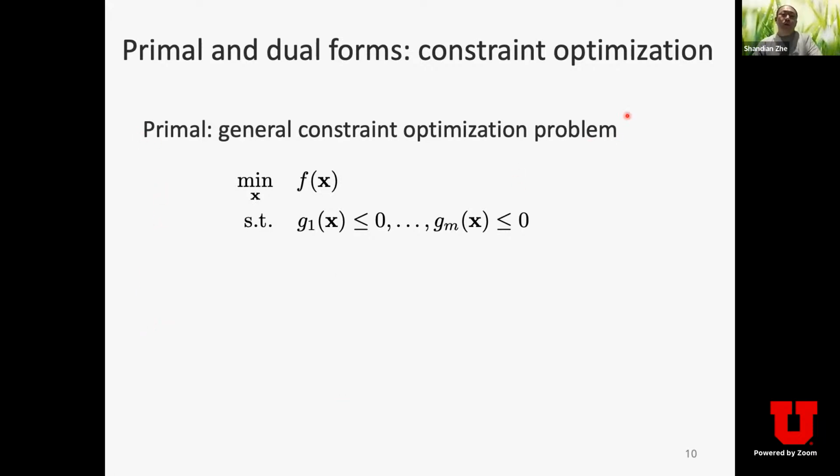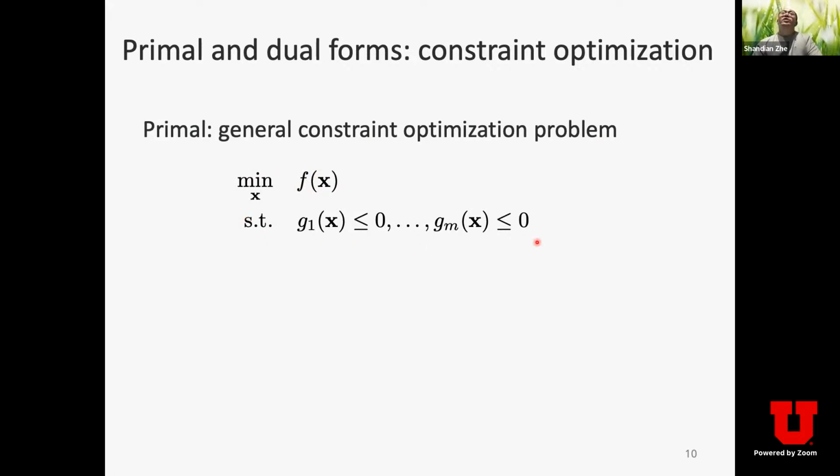We just want to introduce some basic definitions. So what is a primal form? We consider a general constrained optimization problem. We're not saying our objective function must be convex. It can be non-convex, it doesn't matter. Our objective function is f of x, and our goal is to minimize f of x subject to a set of constraints.